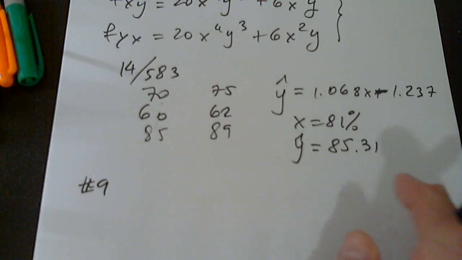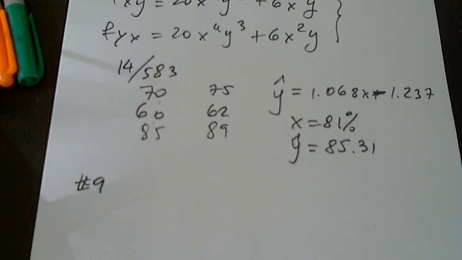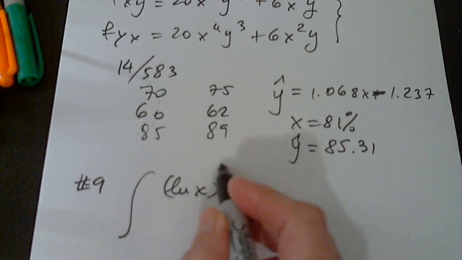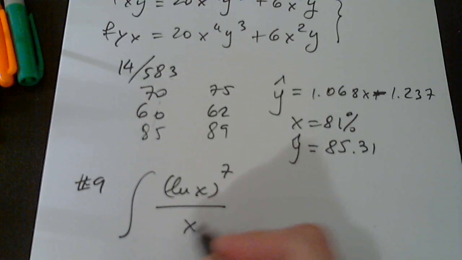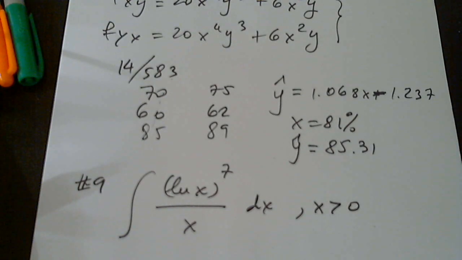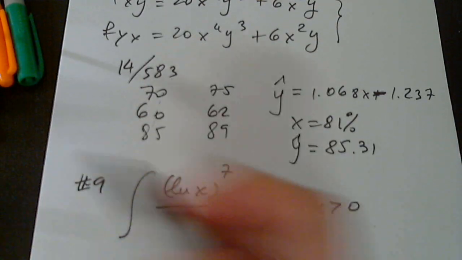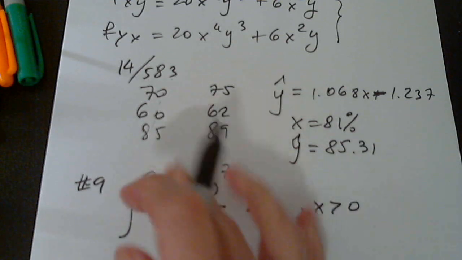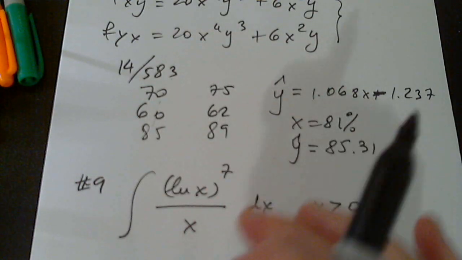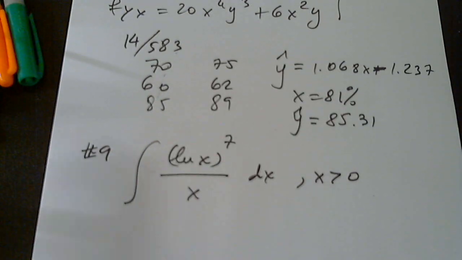Let me copy number 9. The indefinite integral of natural log x to the 7th power divided by x dx. Of course, x must be greater than 0. Perfect. So let's look at this function. This is the indefinite integral of this function dx. Let's look at the function and come up with an idea.